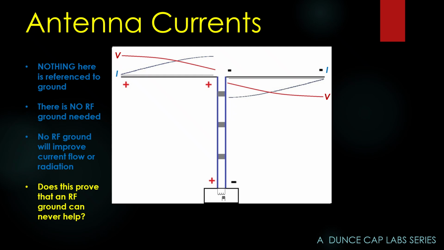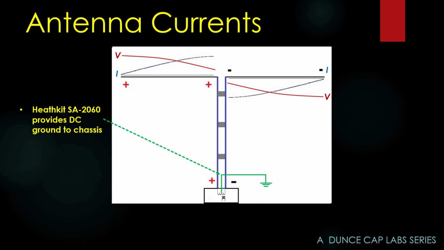Does this prove that an RF ground can never help? No, it just proves it doesn't help with this antenna. And this is not to say that a safety ground or lightning ground is not important. That's a different topic. What isn't a different topic, and I'm going to venture into the noise environment just for a minute, is this antenna is hanging in the sky, and as you can see, there's no path to ground. If we develop a static charge in the antenna, it has nowhere to go, which is kind of not a good thing.